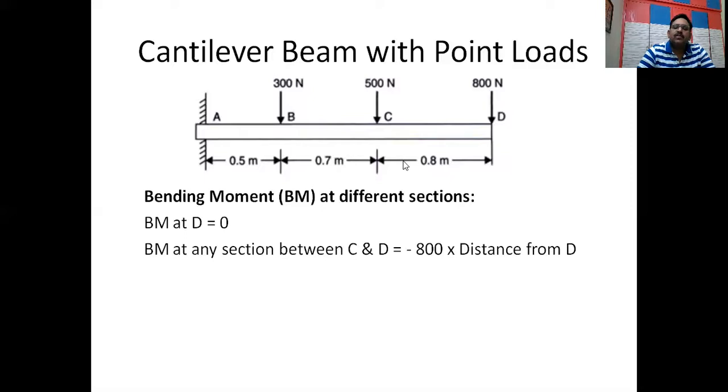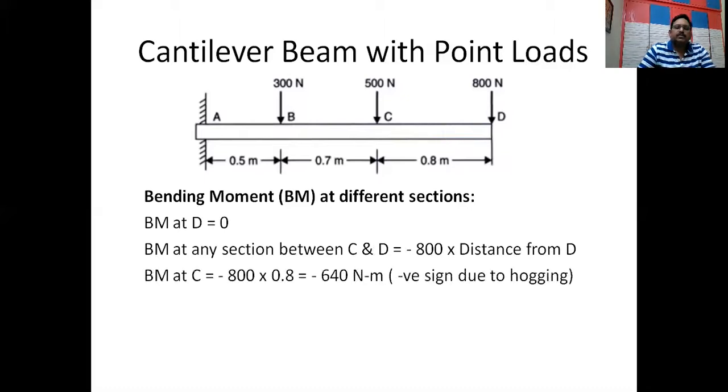Therefore, if you want to find out the bending moment at any section, suppose I want to find out a section in between here, so the force into its distance from D. From this section, how much distance it is having, that we have to find out. Now, bending moment at C: 800 and X, that is the perpendicular distance from D, this is 0.8. Therefore, 800 into 0.8, it is 640.